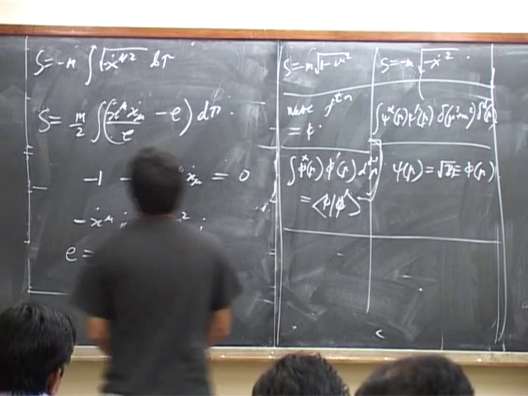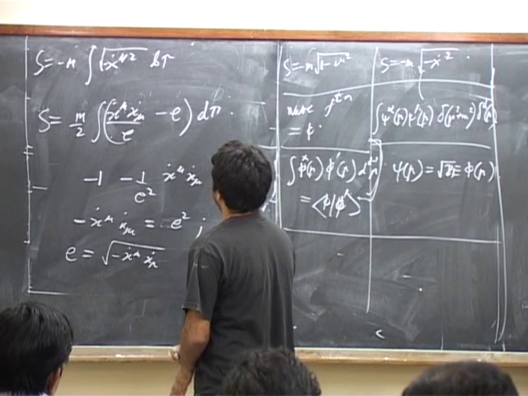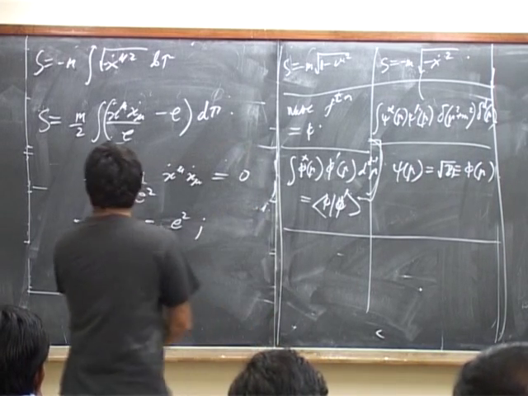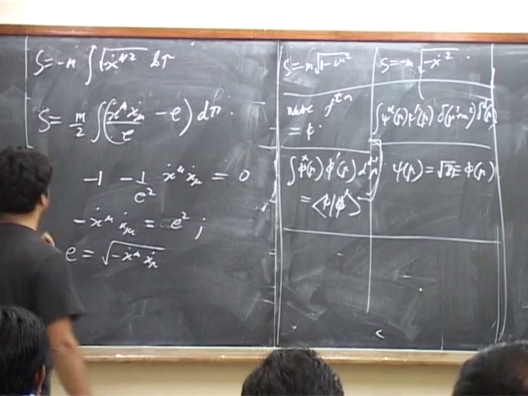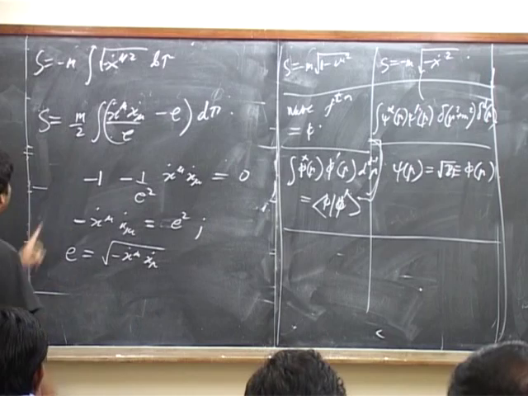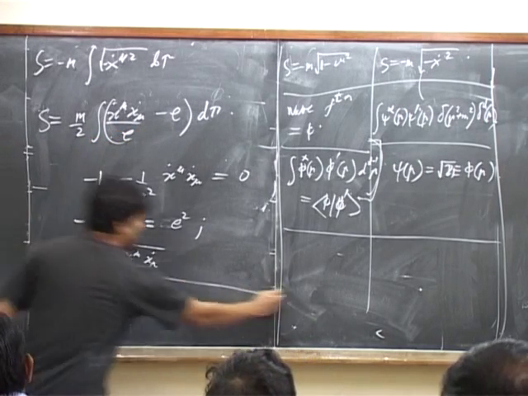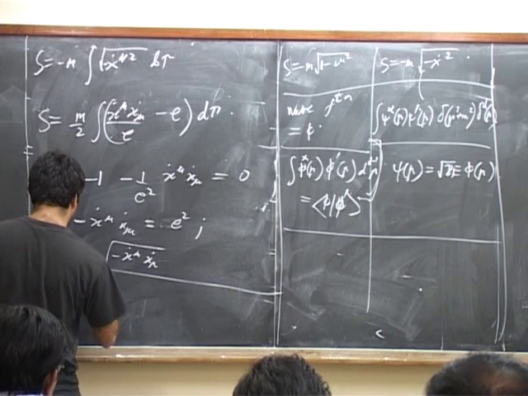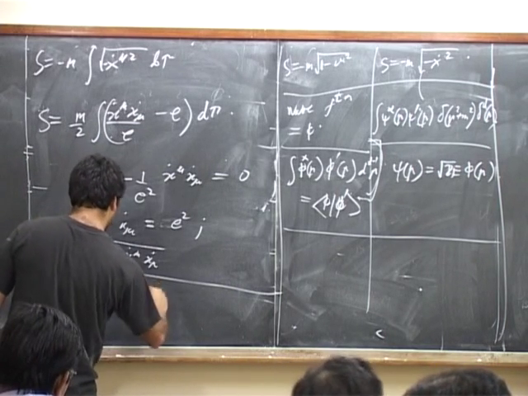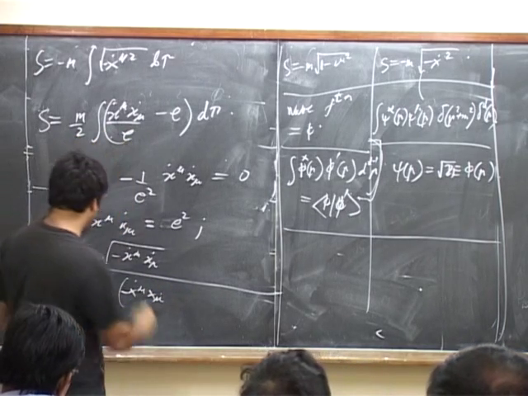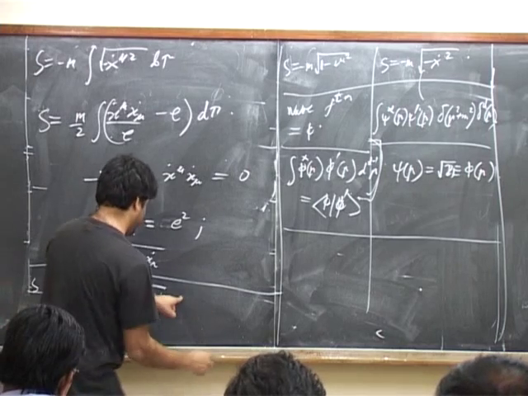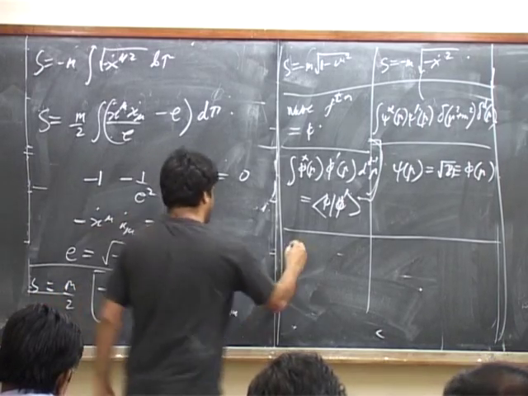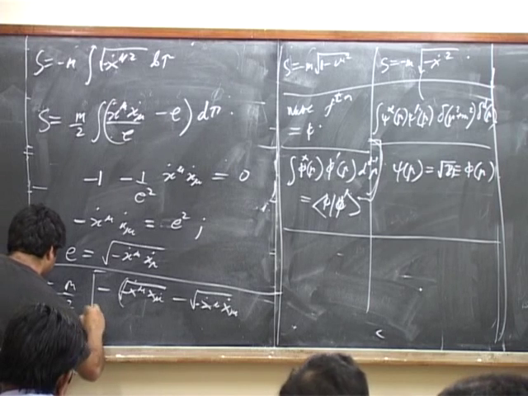Very good. You have to keep your wits about you with minus signs, otherwise you might think it was zero. Now let's substitute this back into the action. We have S equal to m by 2, and then we've got this x mu dot, which we write as minus of minus x mu dot, divided by the square root, and then we've got another minus square root of x mu dot, minus.